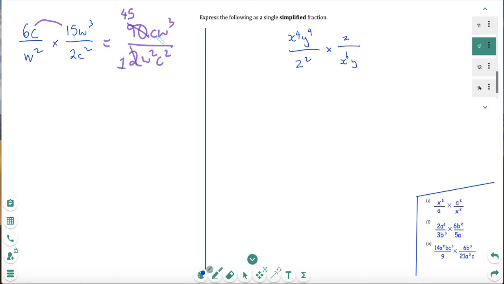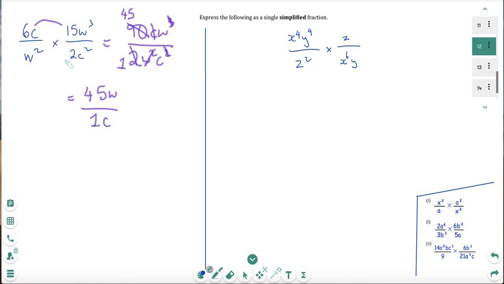Anything else in common? Well, look, there's a c on the top, 2 c's on the bottom. We can cancel out 1 c on both sides. I'll cancel out this c. We'll get rid of that 2, so there's only 1 c remaining. Let's look at the w's. W cubed, w squared. That means there's 3 w's on top, 2 w's on the bottom. We can cancel out 2 w's on both sides. So I'll get rid of these 2 w's, and we're left with just 1 w. And we can see what we have remaining. So 45w. It's important to just be quite neat here. And on the bottom we have 1c. And that's our answer. And that's a pretty good way of doing it.